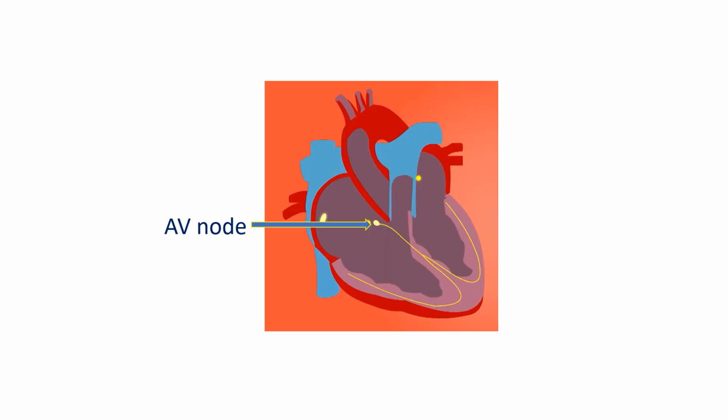AV node is located near the atrioventricular junction in the lower part of right atrium. It is a subendocardial structure located at the apex of the triangle of Koch. Triangle of Koch is bounded by the tendon of Todaro, coronary sinus orifice and septal leaflet of tricuspid valve. AV node is a slow conducting tissue which causes the predominant portion of the physiological AV delay.